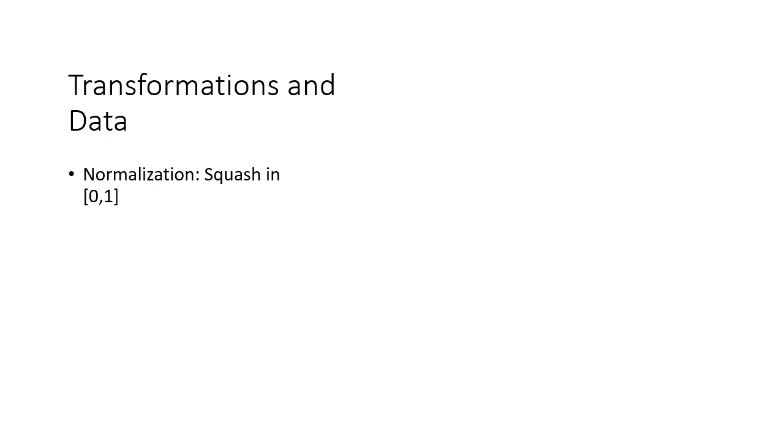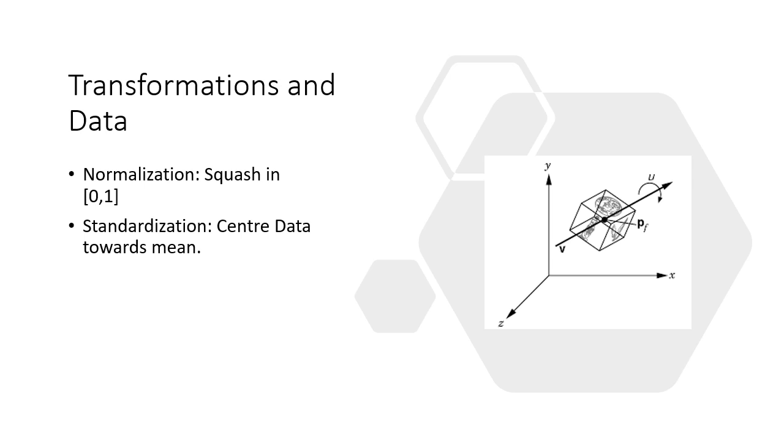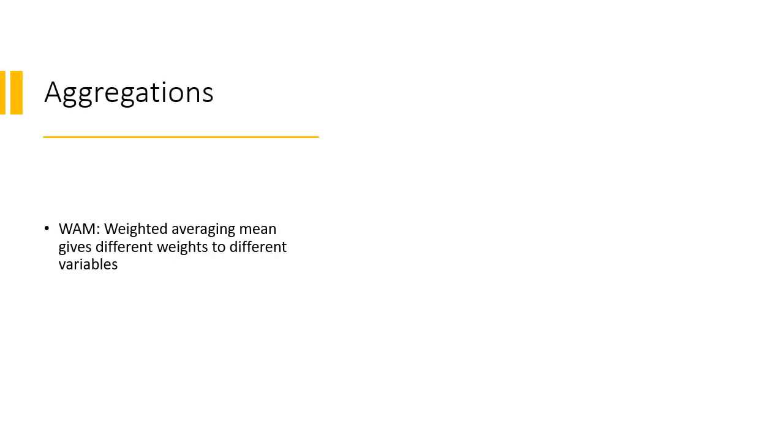Wherever the data is not mean-centered, that is, not distributed normally, we use normalization to squash it into the 0-1 range, and wherever the data is distributed normally, we use standardization as our transformation. Then we move on to exploring different aggregation functions.